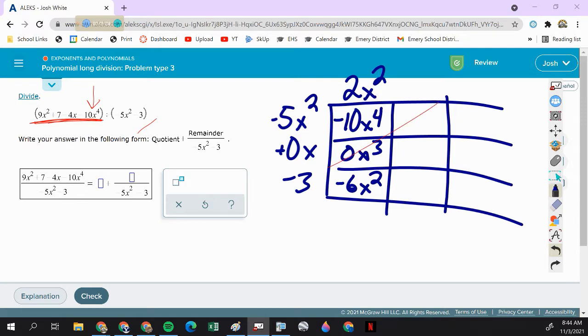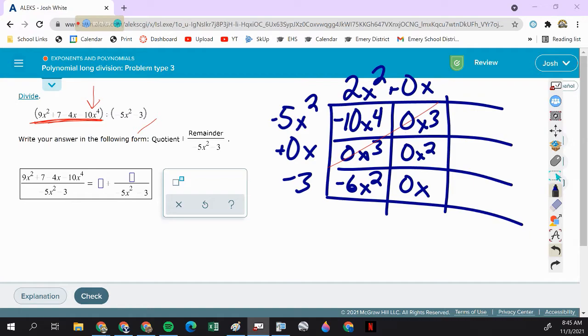What do those need to add up to be? How many x to the thirds are in the original numerator? None. So I have 0. I want to create 0. So how many more do I need? 0. So 0x to the third. What times 5x squared is 0 x to the third? 0x. And 0x times 0x is 0x squared. And 0x times negative 3 is 0x.